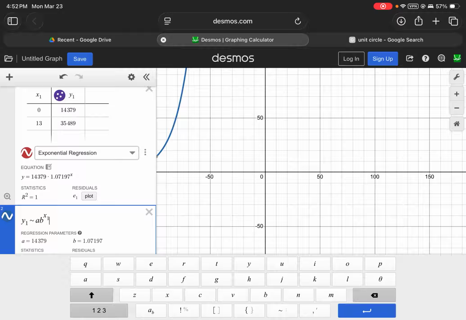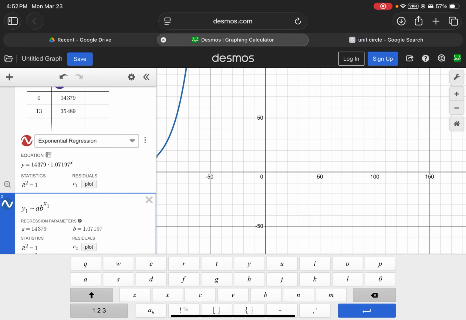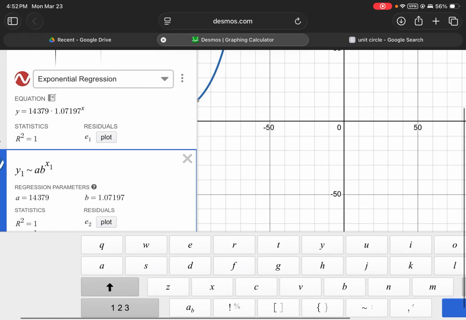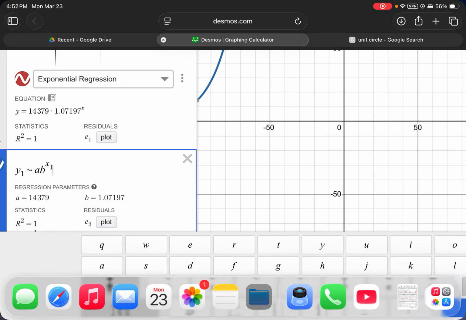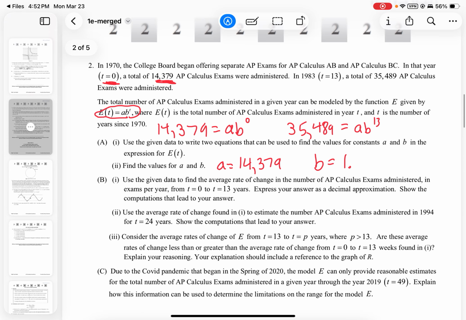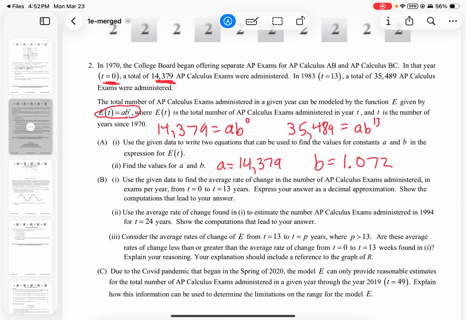So A is 14,379. A equals 14,379. And B equals, I'm going to round this, 1.072. All right, so now we have our A and B. These are pretty easy to get.